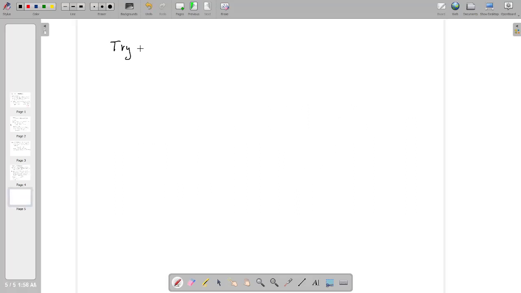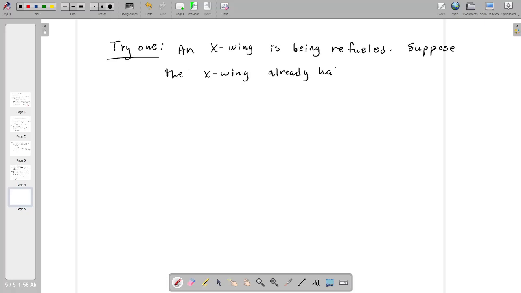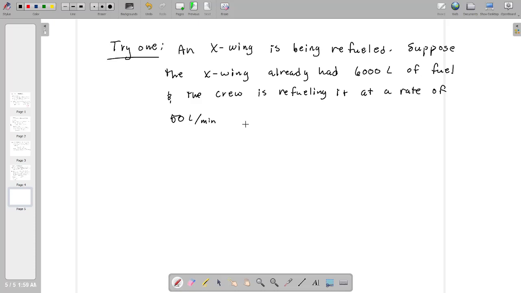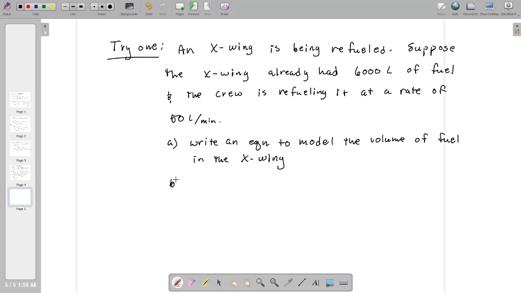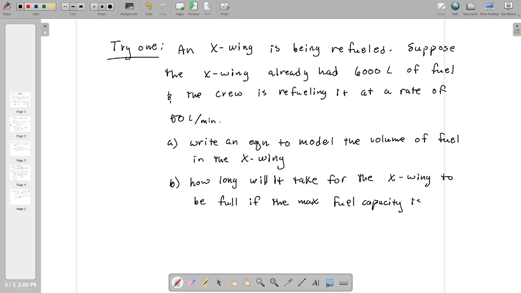Okay, I want you to try one now. An X-Wing is being refueled. Suppose the X-Wing already has 6,000 liters of fuel and the crew is refueling it at a rate of 50 liters per minute. A. Write an equation to model the volume of fuel in the X-Wing. B. How long will it take for the X-Wing to be full if the max fuel capacity is 30,000 liters?